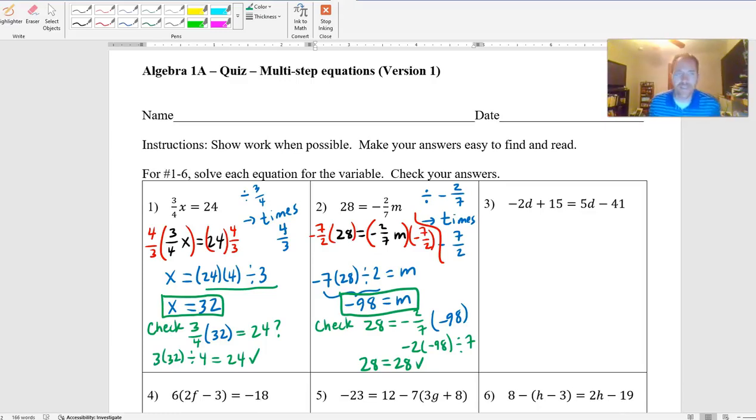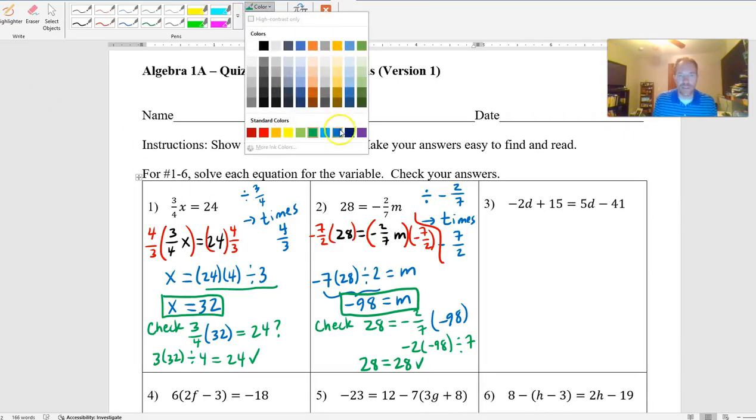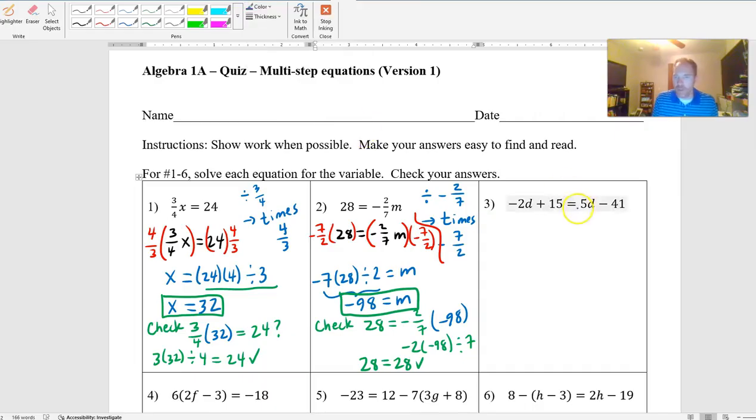All right, Algebra 1A students, we're continuing with this quiz on multi-step equations version 1. In this video, I'm going to try to cover numbers 3 through 6, and we'll see how quickly we can go. So these other equations now, I should have done it on 1 and 2, but I didn't.